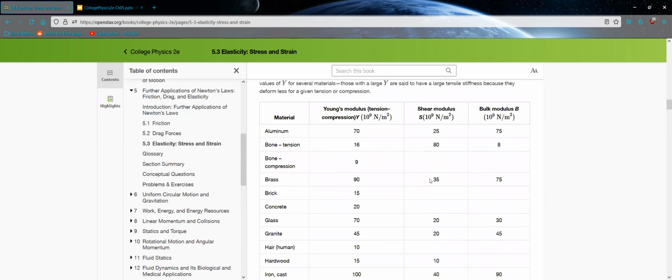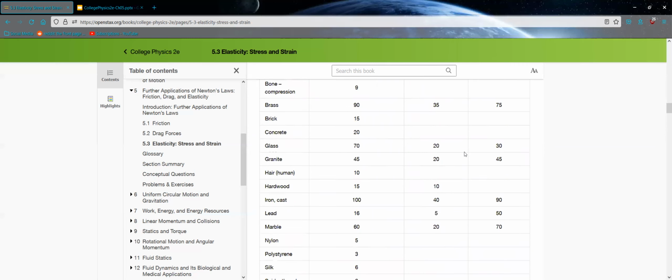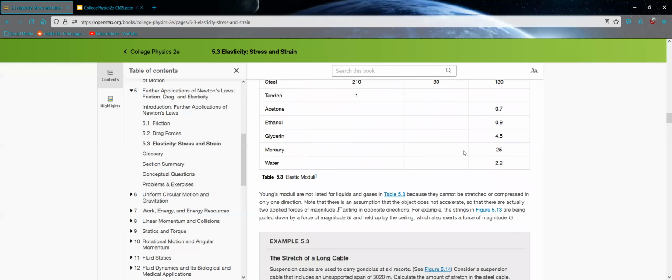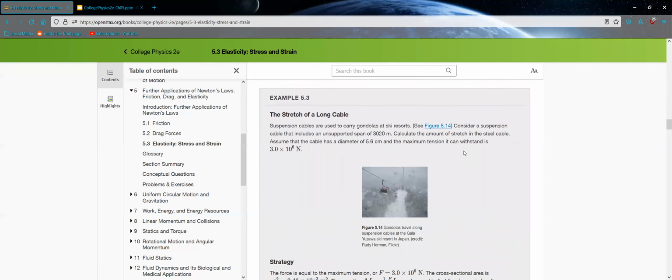Here we have Young's modulus and shear and bulk moduluses. These shear and bulk moduluses refer to the different ways you can bend and contort things. Best done via examples, so let's go into one here so you can see the math played out. Suspension cables are used to carry gondolas at ski resorts, as pictured below.